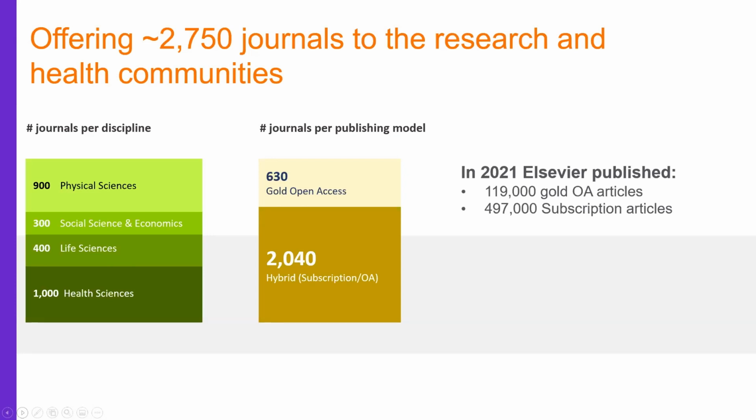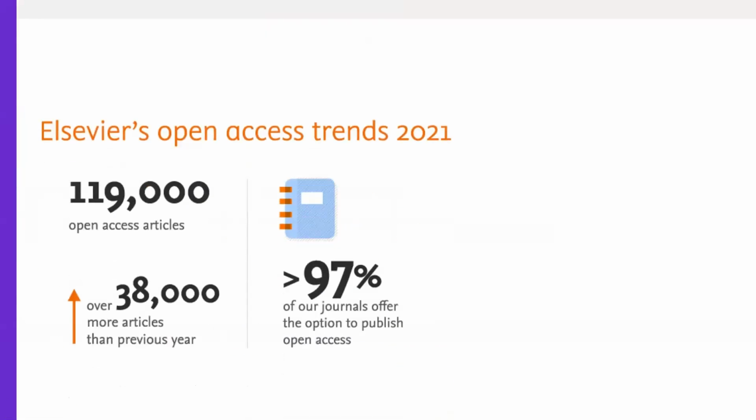And in 2021, we published nearly 120,000 gold open access articles. And you can see that in the same year, we published 497,000 subscription articles, the articles which users need to pay to read, and these 119,000 gold open access articles are free of charge for anyone who would like to read.